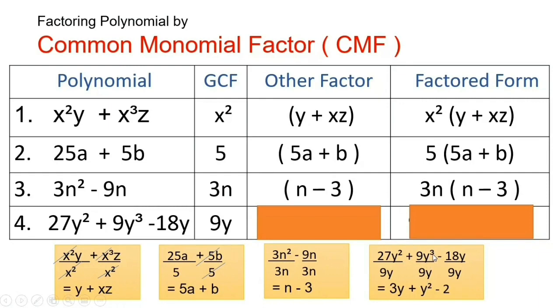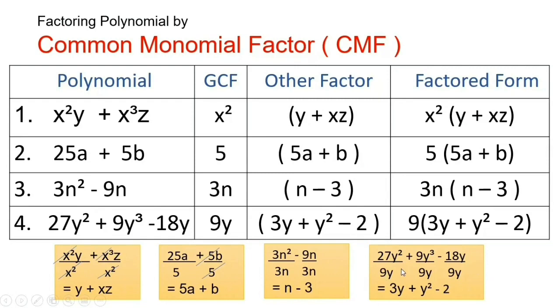And then, 3 minus 1. So, meron tayong matitira y squared. Kaya, y squared yung ating quotient. And then, copy natin yung negative sign. 18 divided by 9 is equals to 2. And then, y divided by y, cancel out that. And then, therefore, ang ating other factor ay 3y plus y squared minus 2. And ang factored form or ang final answer natin ay 9 times 3y plus y squared minus 2.